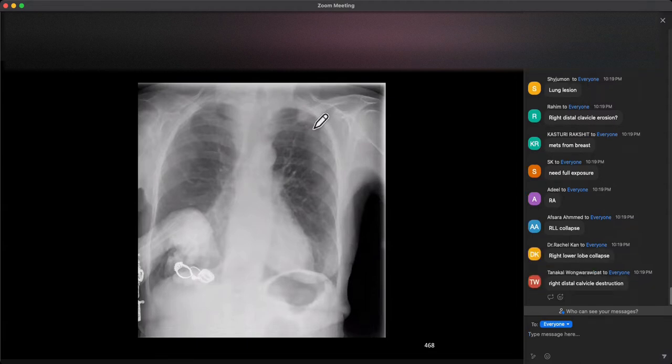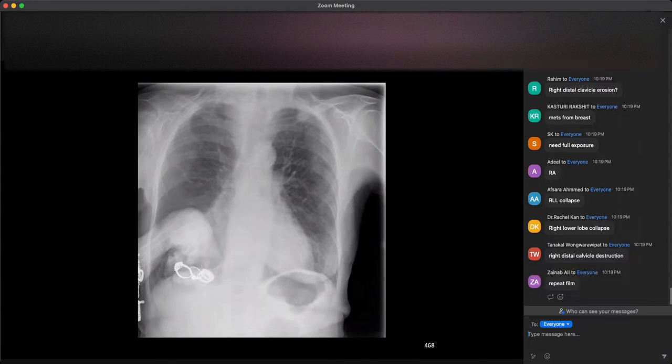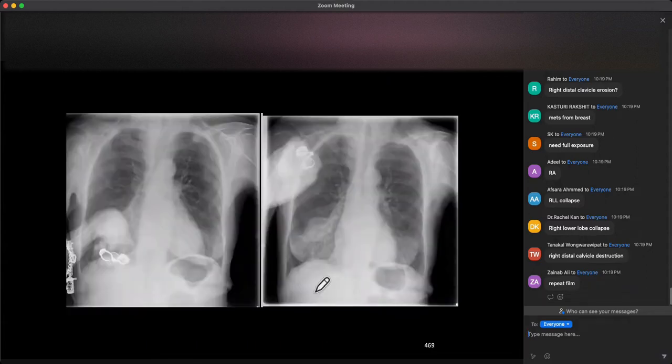We need full exposure. This patient's hand is obscuring some of the chest x-ray. So what we need to do is ask the radiographer to repeat the x-ray. And if we do that, guess what happens? We see a right lower zone carcinoma of the bronchus. So moving the arm reveals the carcinoma.